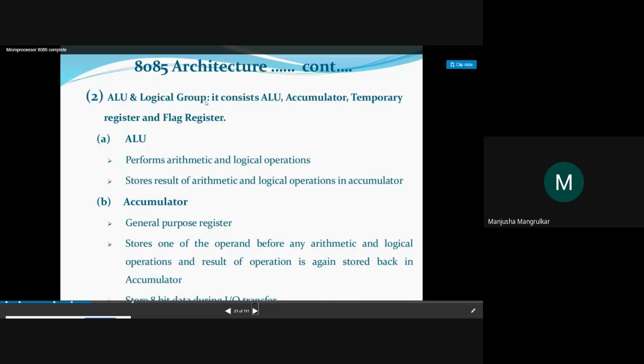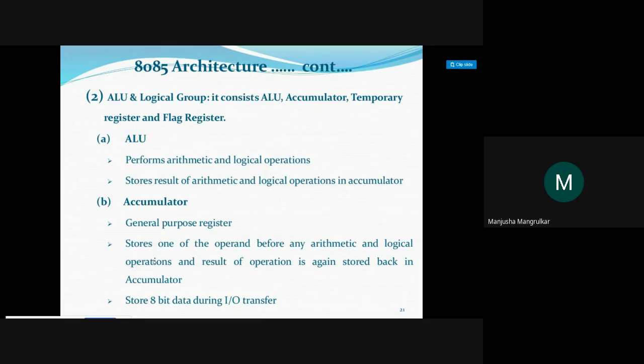ALU and logic group: it consists of the ALU, accumulator, temporary register and flag register. The ALU performs arithmetic and logic operations, and stores the result of the arithmetic and logic operation into the accumulator. The accumulator is a general purpose register, storing one of the operands before any arithmetic and logical operation. One operand, one data, should be in the accumulator before performing the operations, right? The result is also stored back into the accumulator.